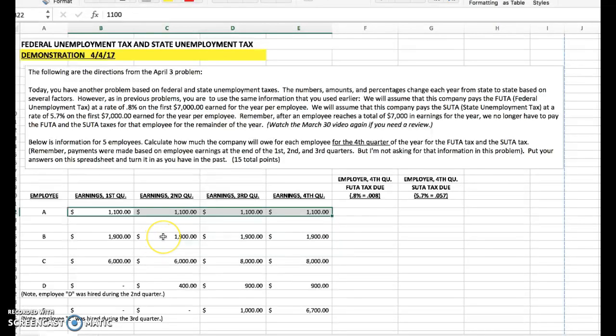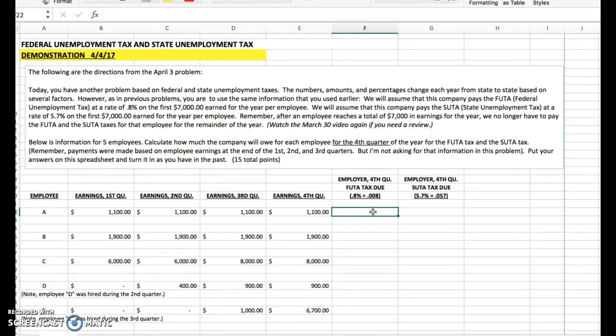So we're not over 7,000, or he or she is not. So that means we have to pay. And we paid not based on the 4,400 for the year, but based on this 1,100. And calculation, if you know anything about Excel, hopefully you do, way up here in this line where I have the cursor, this is where we can put in a formula.